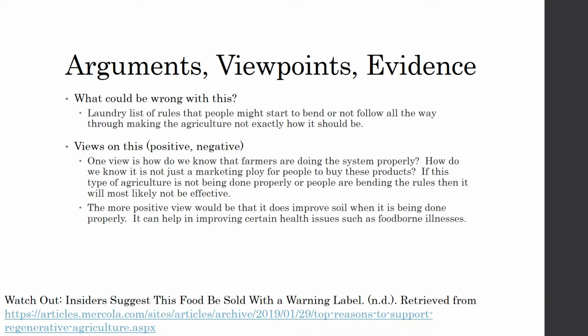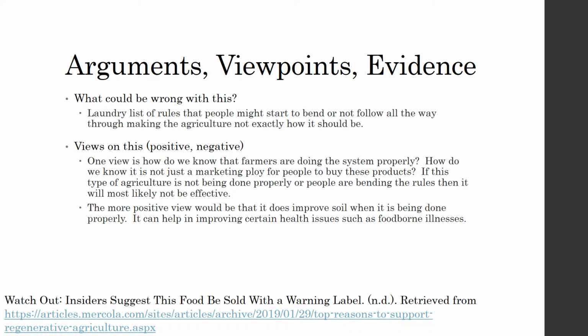The other view on this, a more positive view, is how do we know that farmers are doing the system properly? How do we know it is not just a marketing ploy for people to buy these products? If this type of agriculture is not being done properly or people are bending the rules, then it would most likely not be effective, as I said. So that's the first point.